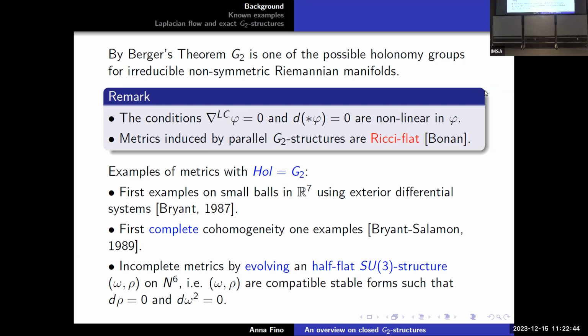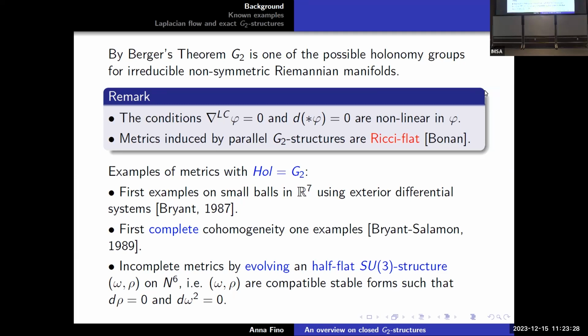Okay, let's see examples of metrics with parallel G2 structure. The first example was constructed by Bryant, on a small ball in R7, using an exterior differential system. Later on, Bryant and Salamon constructed the first complete homogeneous cohomogeneity one example. In fact, this is linked with dimension 6, due to Hitchin, because you can, in some way, construct metrics in the general case that are incomplete, but the metric with holonomy contained in G2, by evolving what is called an SU(3) structure in dimension 6.